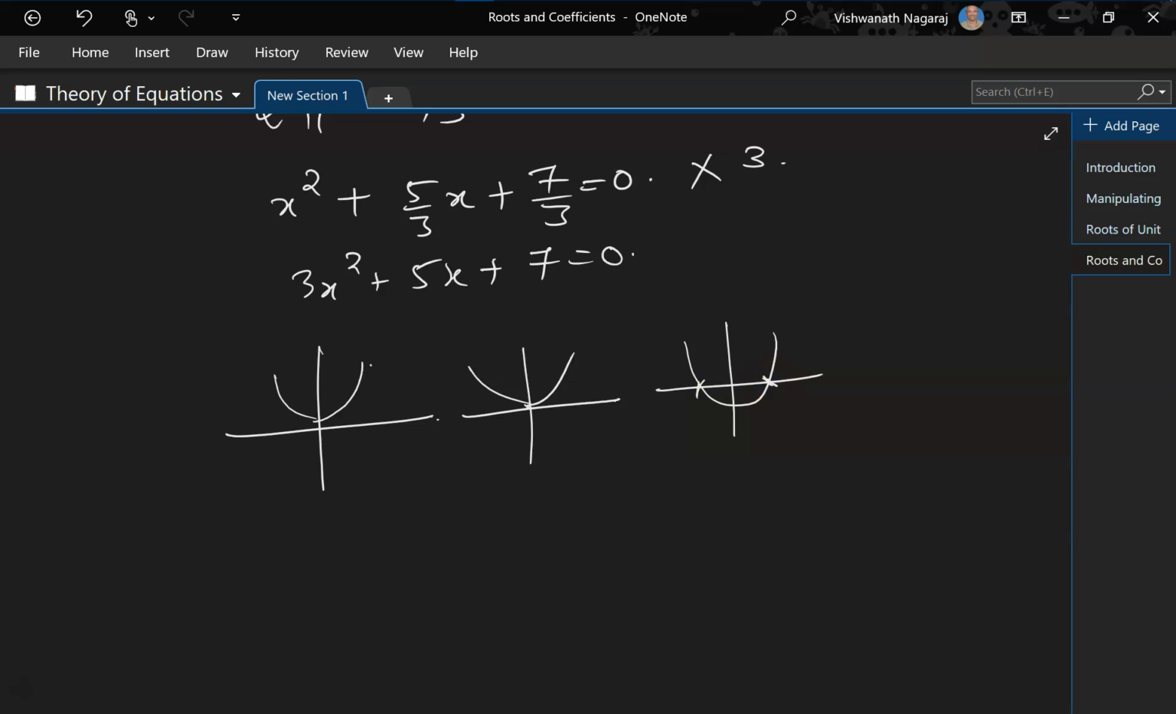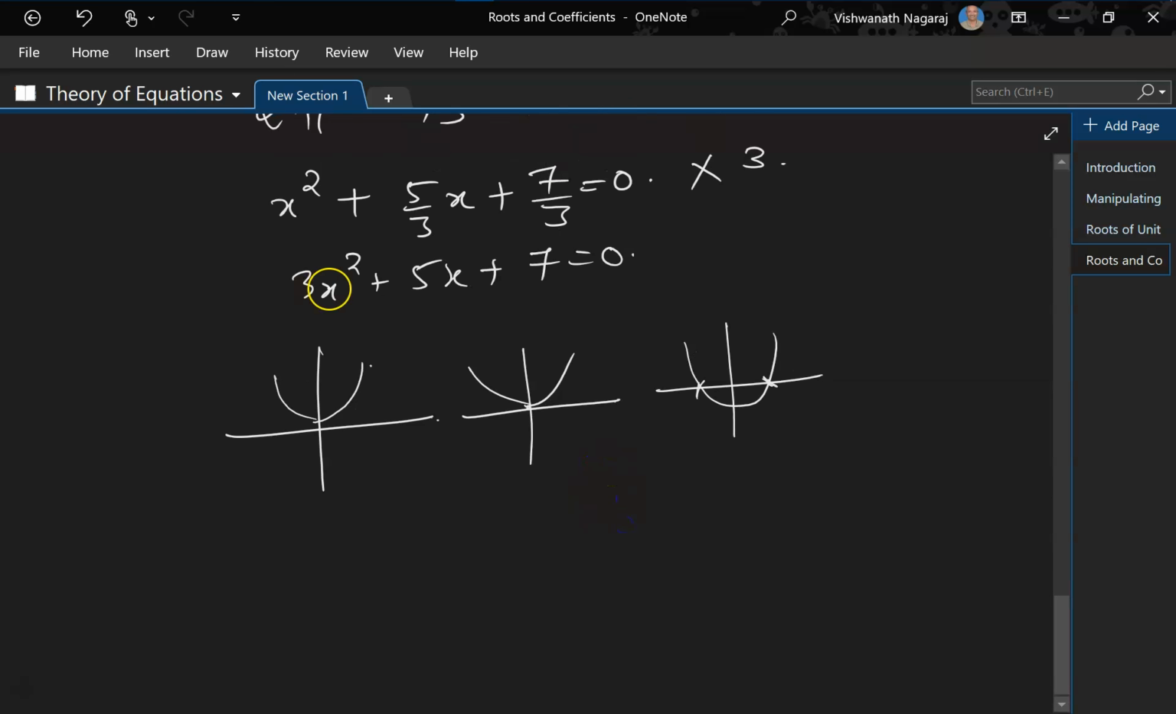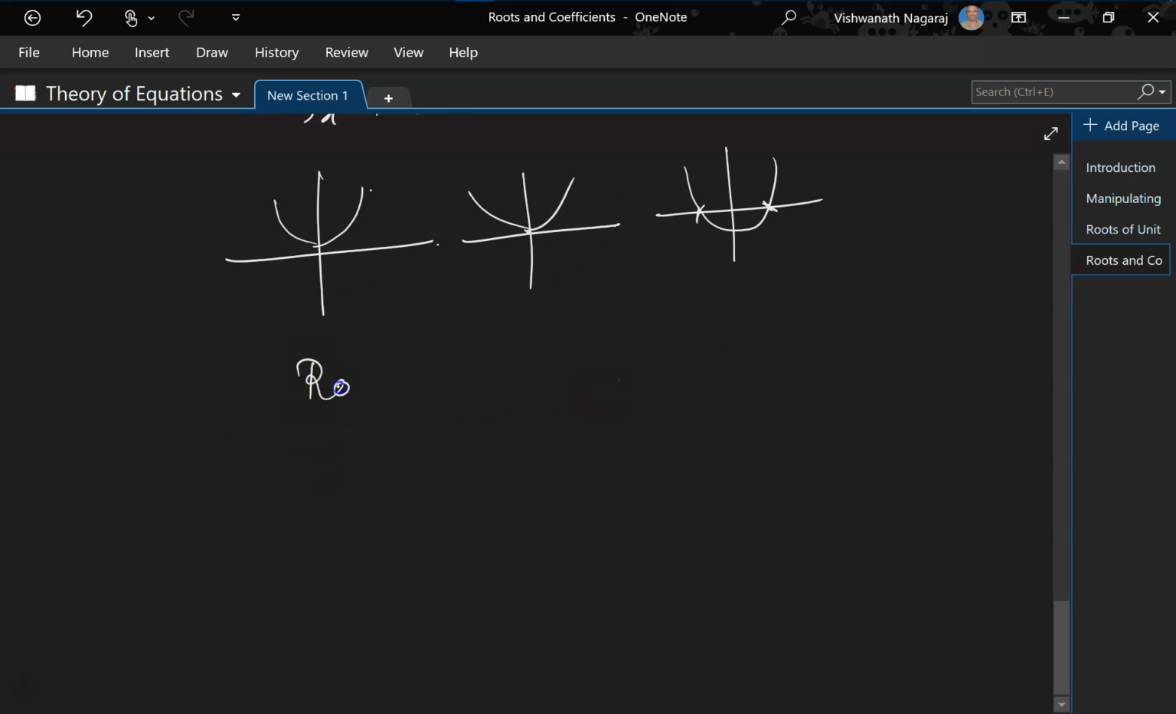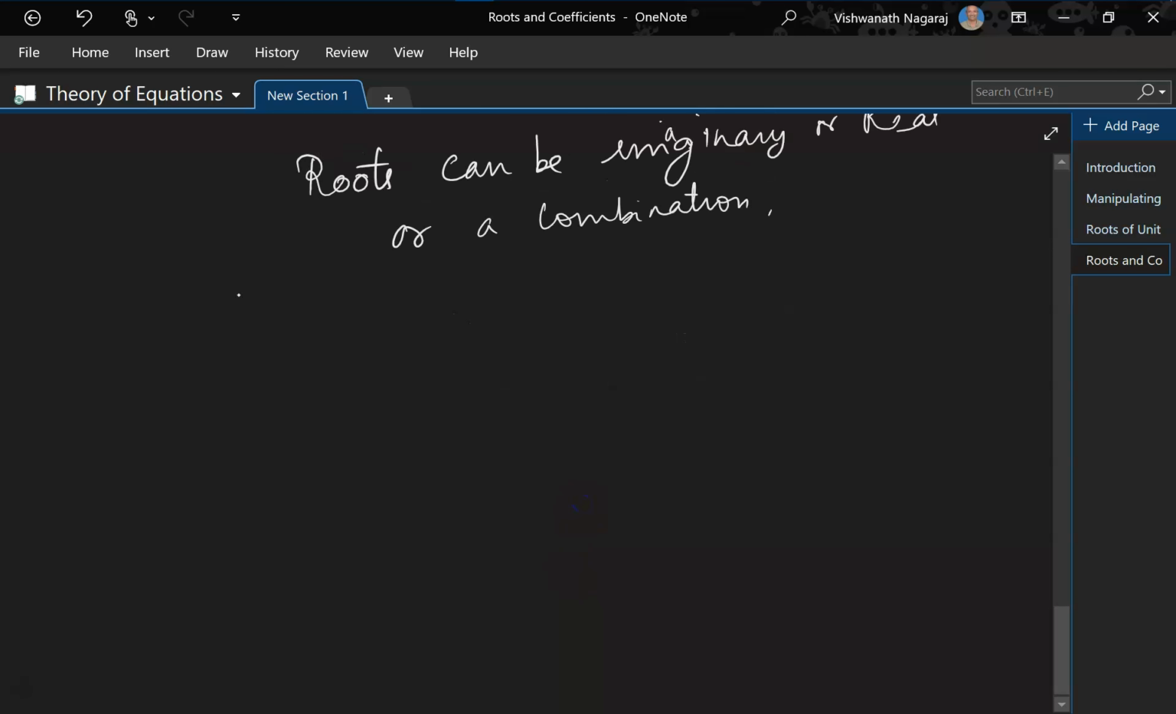Another thing you have to remember is that because here squares are involved, higher degrees than one, it means the roots could be imaginary. So here roots can be imaginary or real, or a combination of real roots and complex roots.